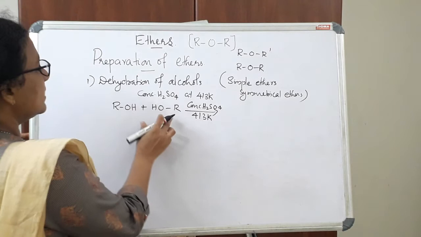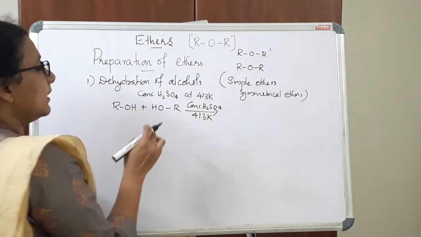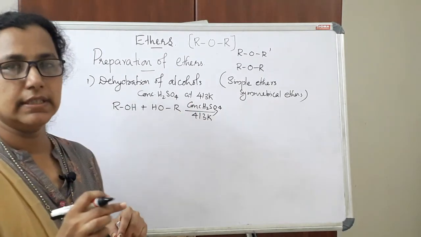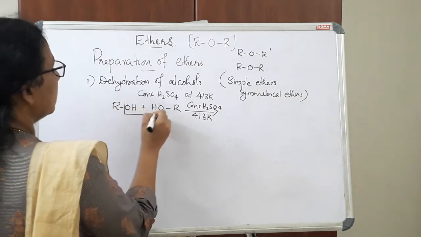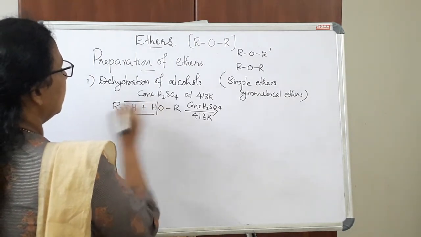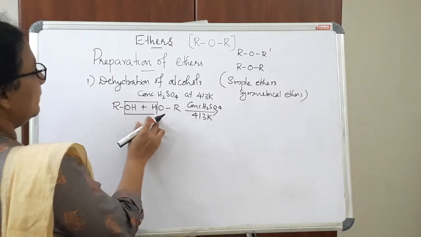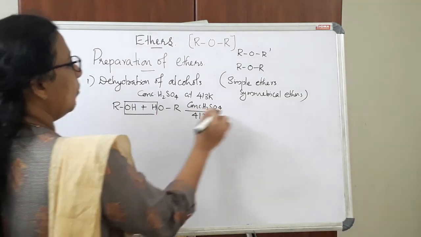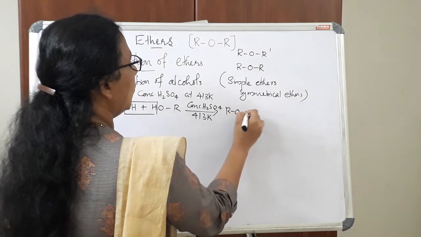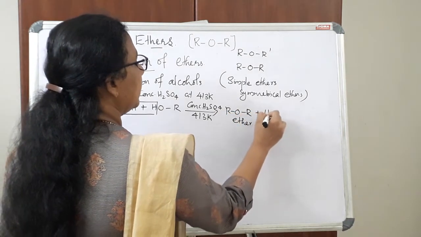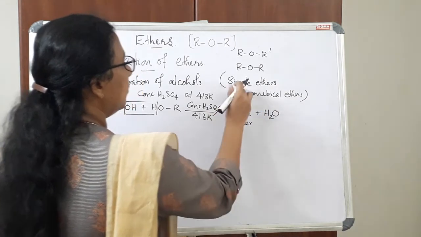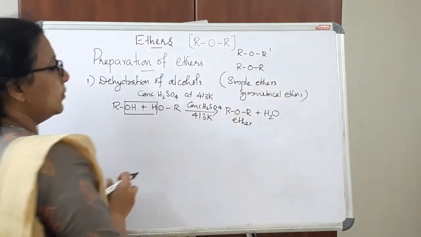In this case, we know that concentrated H2SO4 is a dehydrating agent that will absorb 1 molecule of water. So we can eliminate 1 molecule of water from here. H2O will be eliminated and we will get ROR, that is ether. So this is for the preparation of symmetrical ether or simple ether, since both the alkyl groups are the same.